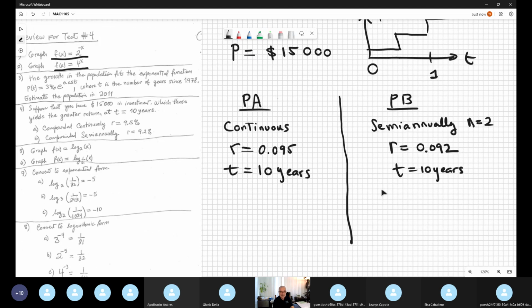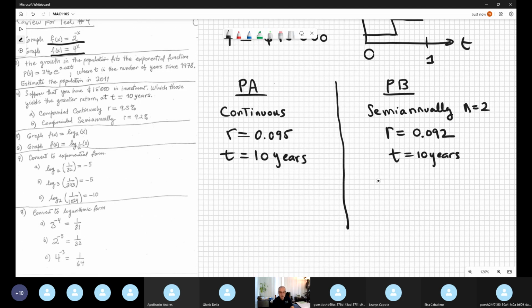Now using the formulas. What is the formula for the future value in the continuous? It is P exponential RT. And what is the formula for the discrete? Future value is equal to present value, parenthesis, 1 plus R over M, raised to the NT. Okay? Let's do it, but one by one.